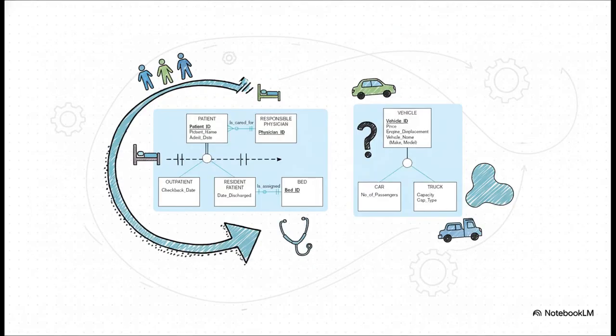Let's look at this visually. The patient diagram on the left has that double line. What does that mean? It means every single patient in the database has to be classified as either an outpatient or a resident patient. There's no such thing as just a patient. But the vehicle diagram on the right has a single line. This means a vehicle could be a car, or it could be a truck, or it could be something else, just listed as a generic vehicle without a specific subtype. Again, it all comes down to the rules of the system you're building.